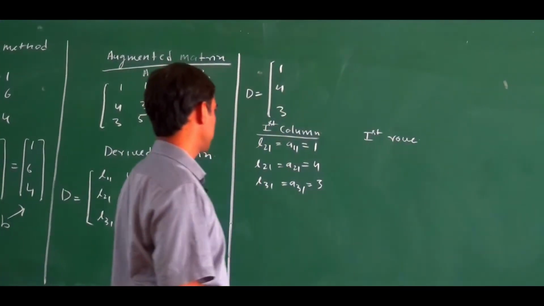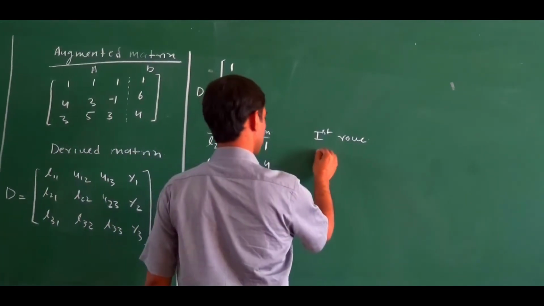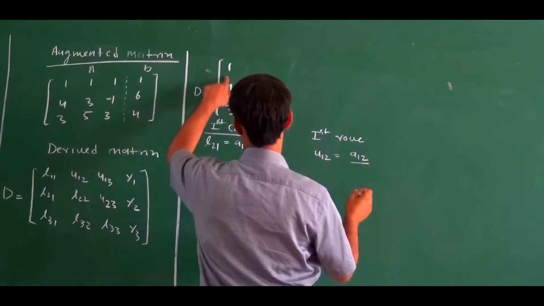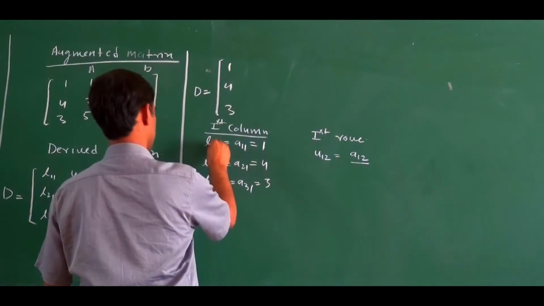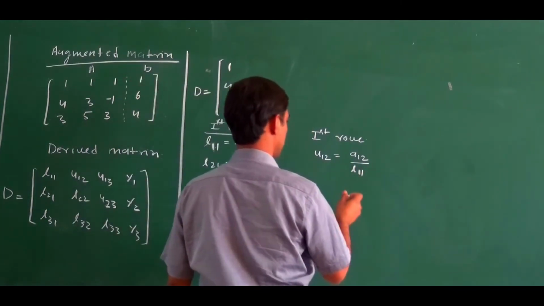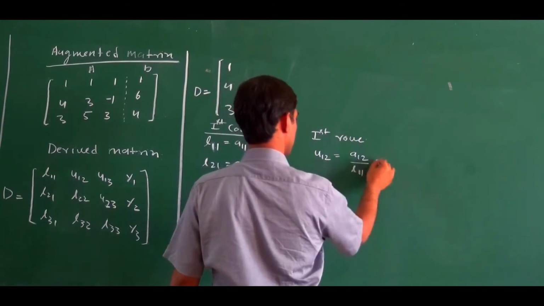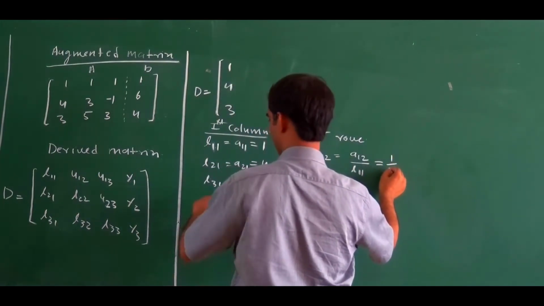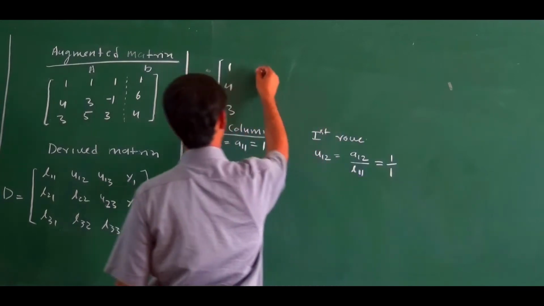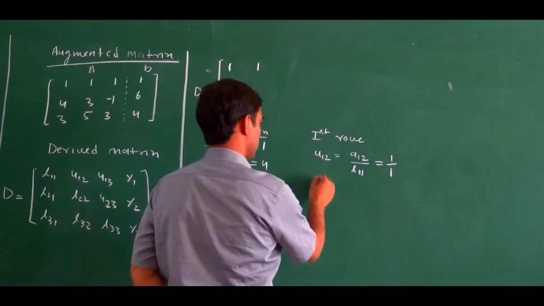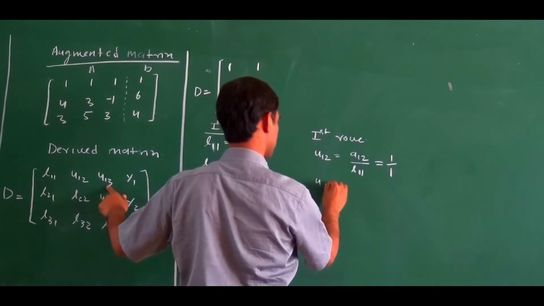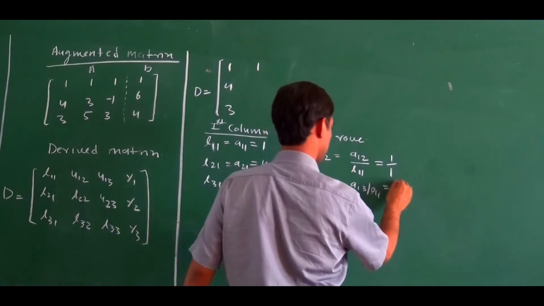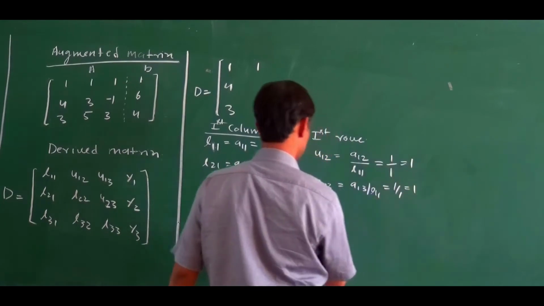The remaining values of the first row: how do we find U12? U12 equals A12 divided by L11. A12 is 1, divided by L11, which is 1. So the value is 1. Similarly, U13 is A13 divided by L11, which is 1 by 1, and this equals 1.